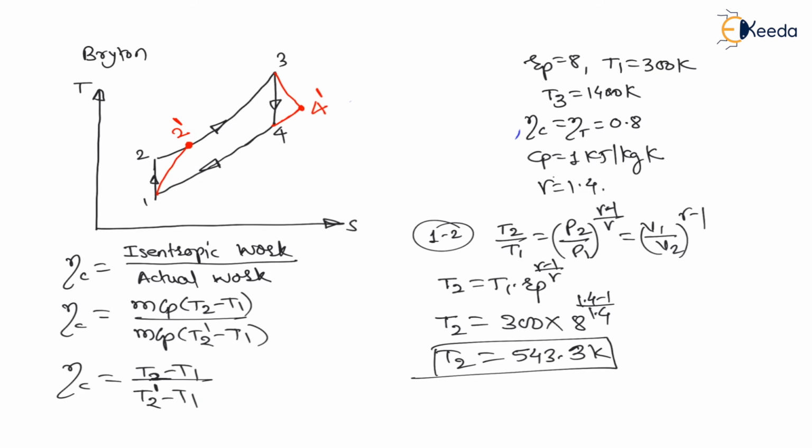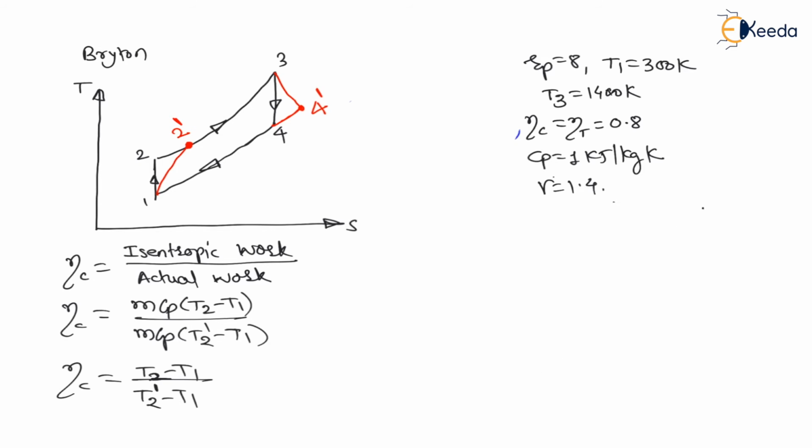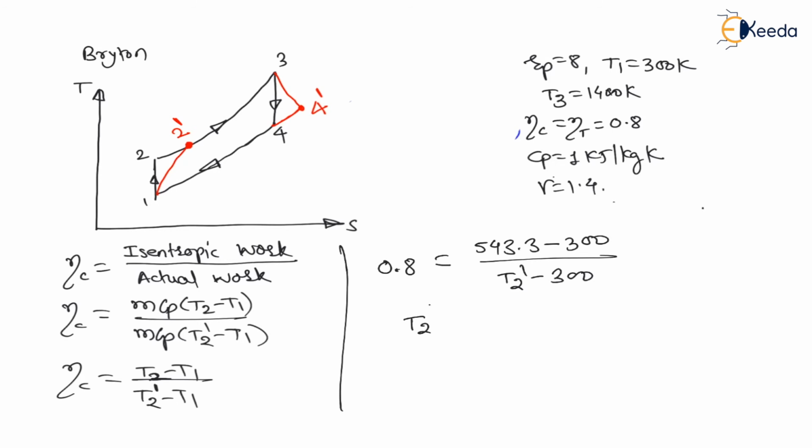Right, now let us calculate these values. T2 we have already calculated. Now let us put the values. Efficiency is given, right? Therefore in this formula let us put the values. Efficiency of compressor is given as 0.8, which is equal to T2, which we have just calculated, 543.3 minus T1, given as 300, divided by T2 dash minus T1, given as 300. Now in this equation only T2 dash is unknown. So let us find this T2 dash.